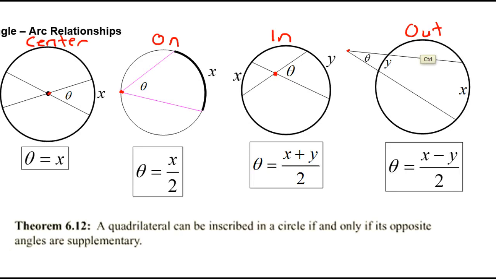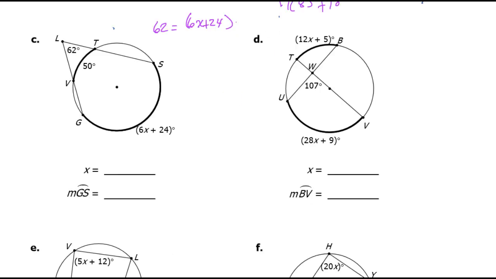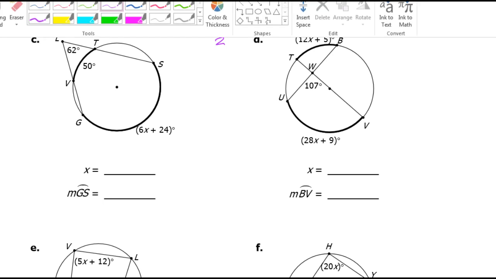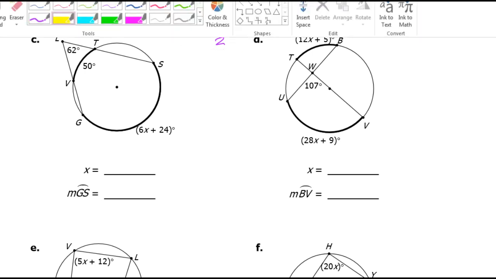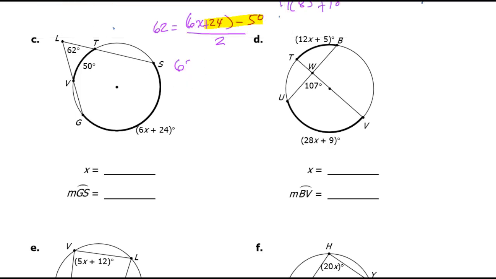So since this is outside the circle, this is that one where it's going to be arc minus arc divided by 2. So just switch that plus to a minus, and we are back in business. So minus 50 divided by 2. When I do these problems, I like to combine like terms right away. So I have plus 24 and minus 50. So that's going to turn into minus 26. So now I have 62 is equal to 6x minus 26 over 2.